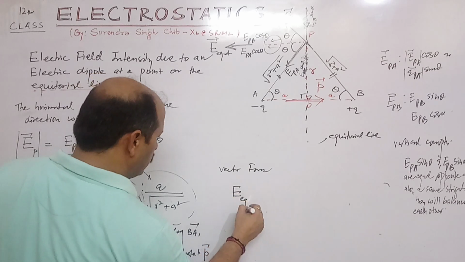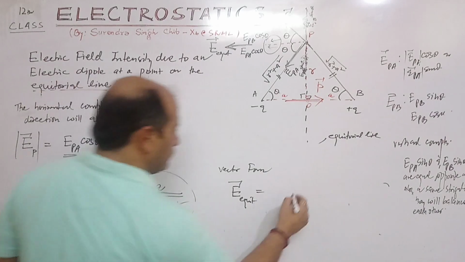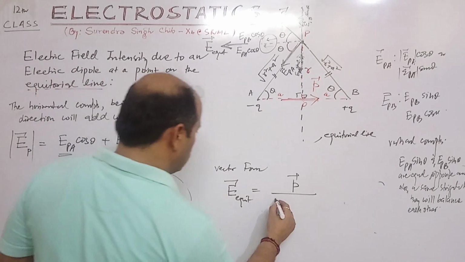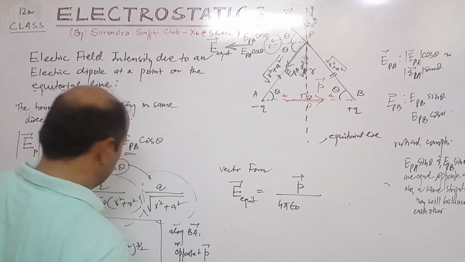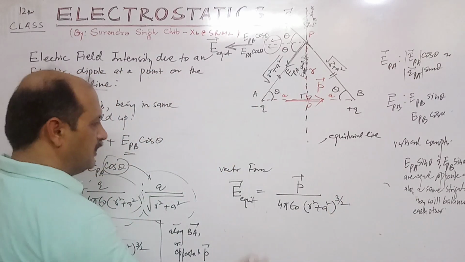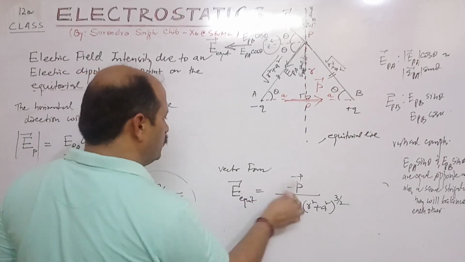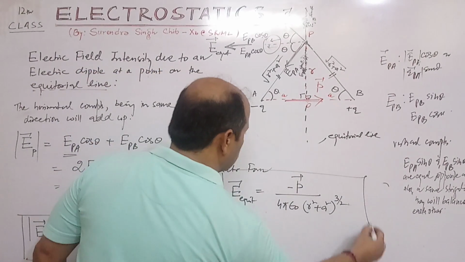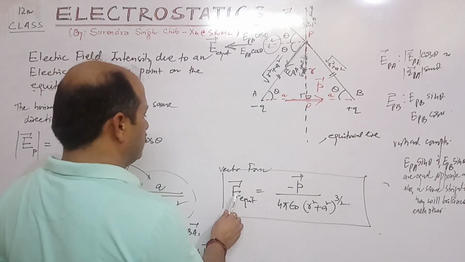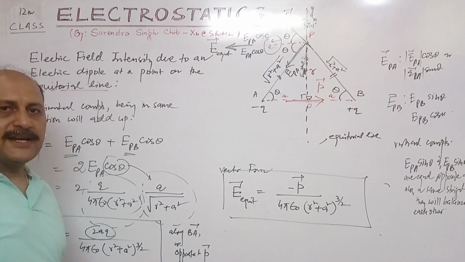E equatorial vector. What is 2aq? I can write P vector over 4 pi epsilon naught times r square plus a square to the power 3 by 2. But minus, why minus? Because this is opposite to P vector. This is the final expression of the electric field intensity at a point P on the equatorial line of an electric dipole.